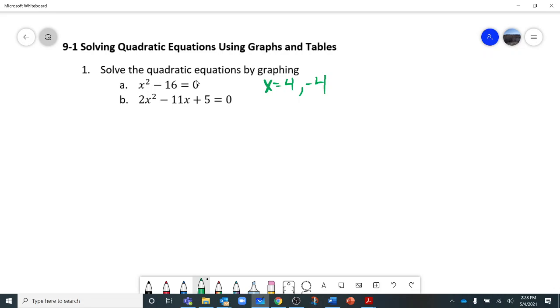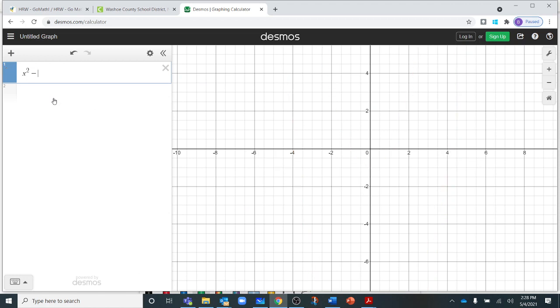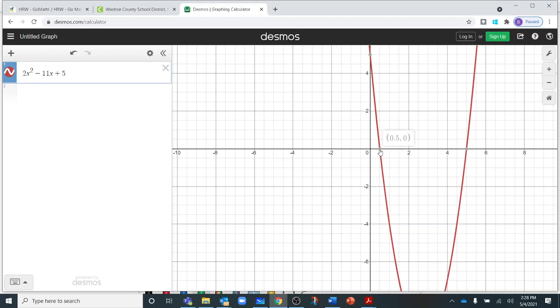For B, 2x squared minus 11x plus 5. Okay, and again, you could sketch this graph. Finding these points, not necessarily easy if you're sketching the graph on here, or I guess if you have grid paper, it might be okay. But this shows us that our solution is at when x equals 0.5 and when x equals 5.